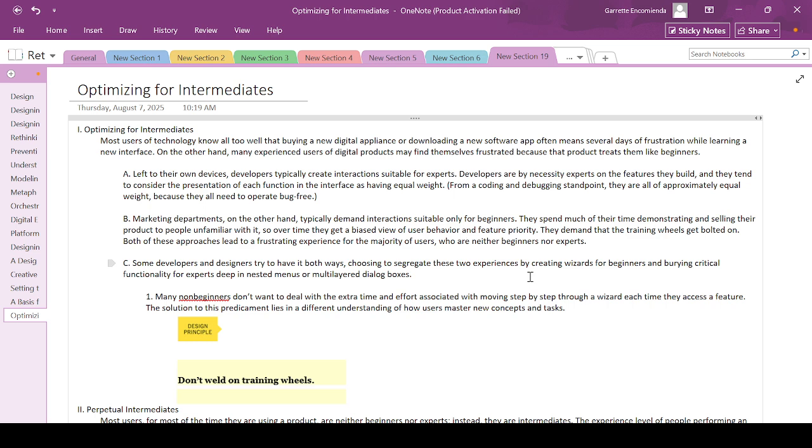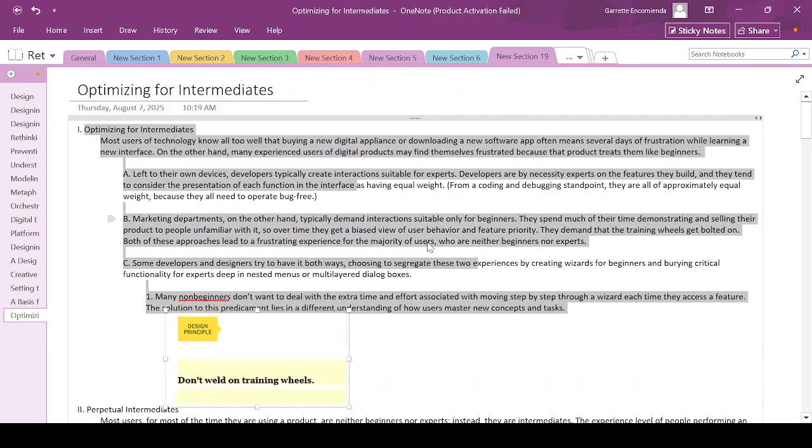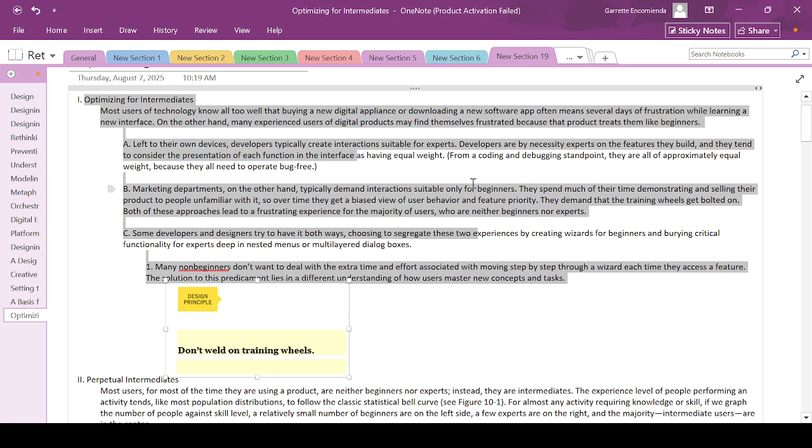Optimizing for intermediates. Most users of technology know all too well that buying a new digital appliance or downloading a new software app often means several days of frustration while learning a new interface. So people actually expect that a new digital appliance or software app would be a new learning experience.